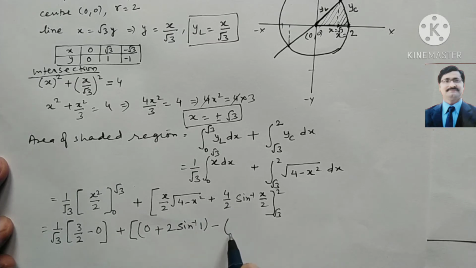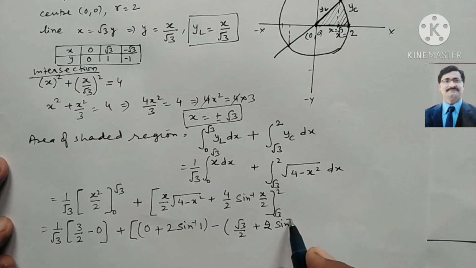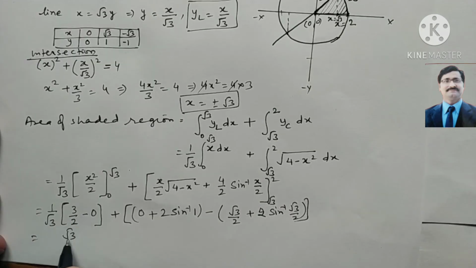Okay, and if we put root 3, what will happen? Look here, root 3 upon 2, and root 3 square is 3, means we get a 1, and plus this is 2 sine inverse root 3 by 2, we get. We can write root 3 by 2 and plus 2 sine inverse 1. Sine inverse 1 is pi by 2, we can write.